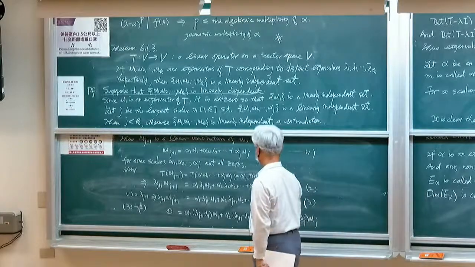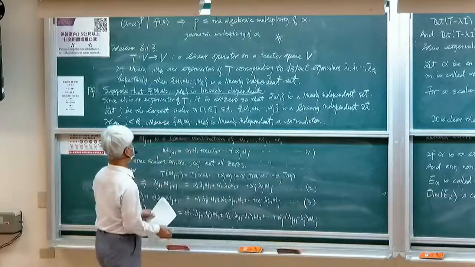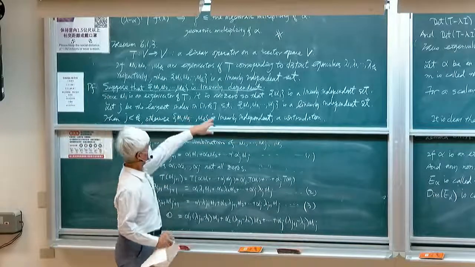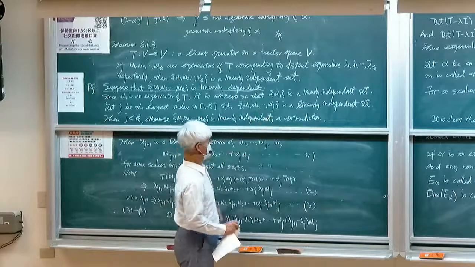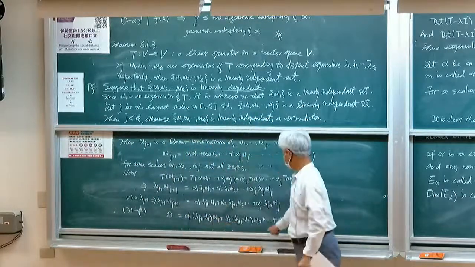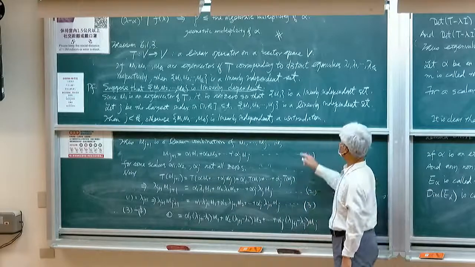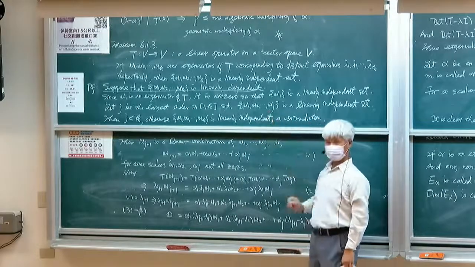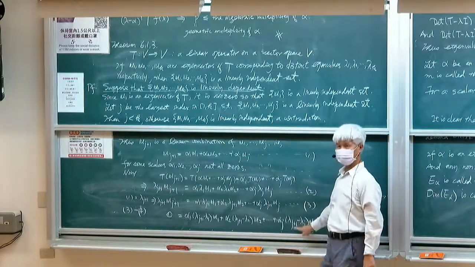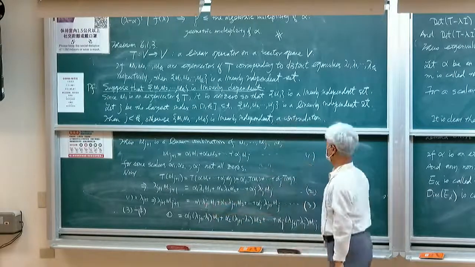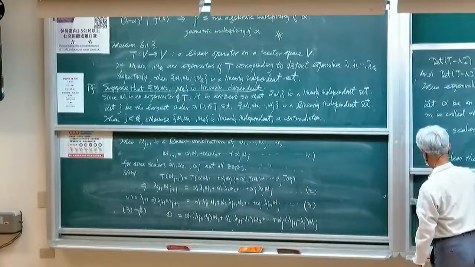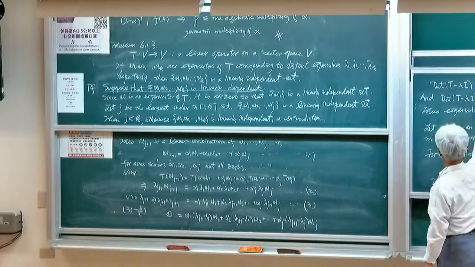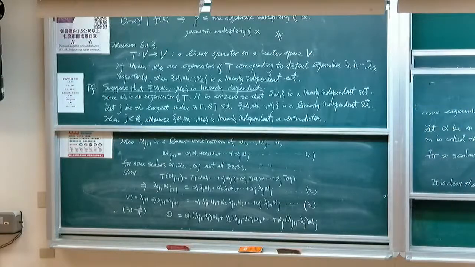All right. But as we know, u1, u2, up to uj is a linearly independent set. And this is a linear relation on this linearly independent set, right? This is the linear relation on this. So that all the coefficients must be 0.